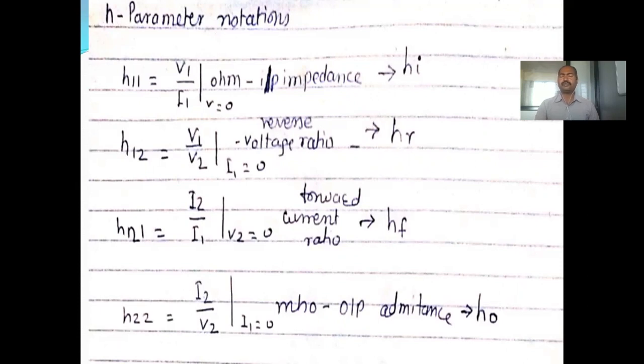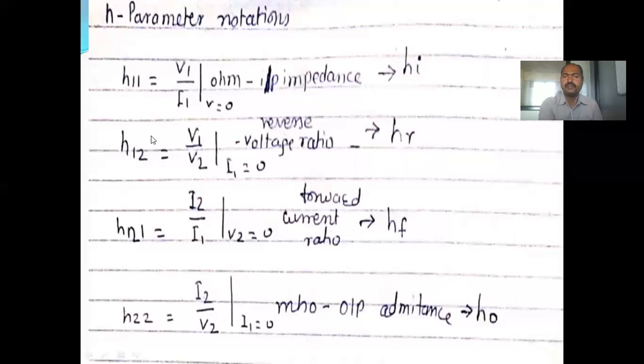H12 is nothing but V1 upon V2. It is a voltage ratio, but a reverse voltage ratio, so that is nothing but HR. See, when we have to calculate the different things with respect to CB, CE, CC, these terms HI, HR, HF, and HO are required. That's why I'm telling again and again.